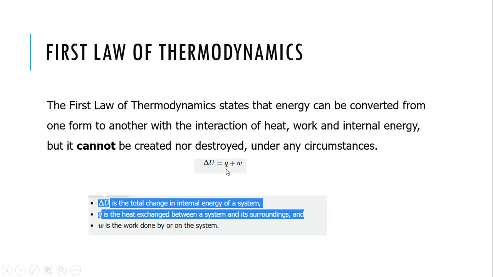So it can be rewritten as delta U, which is the sum of two components: the heat exchange between the system and surroundings, and the work done by the system. These are the two components added to find the change in internal energy. Q and W are the two path functions which describe the first law of thermodynamics.